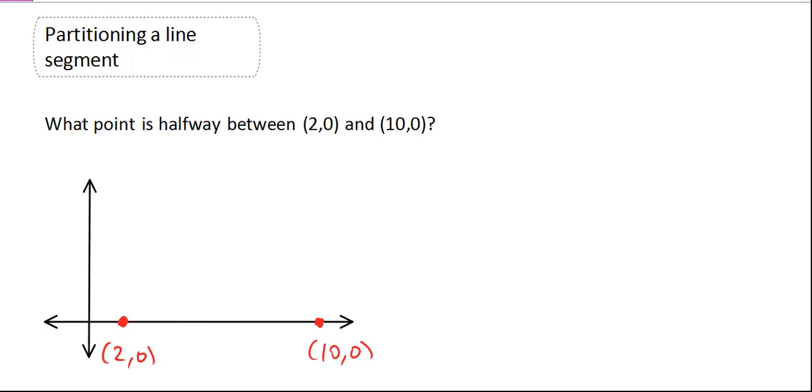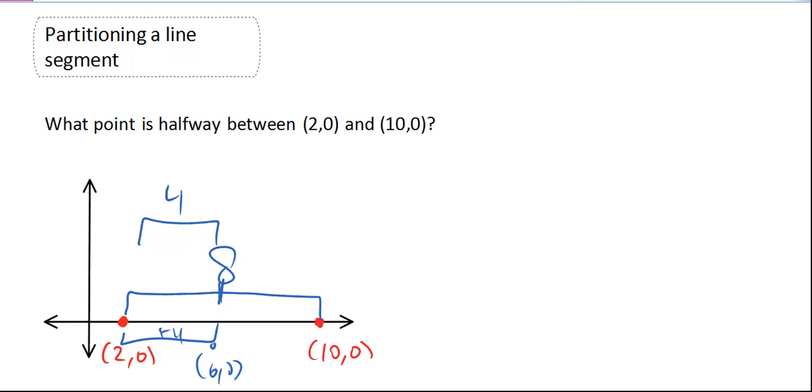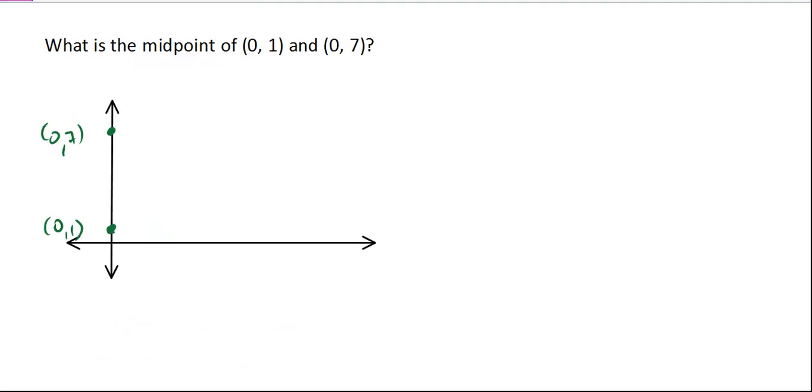Another way we could attack this is by thinking about the distance between these 2 points, right? From 2 to 10 is a distance of 8, which means half of that would be a distance of 4, and so if I add 4 to 2, I would get 6. Or of course I could subtract 4 from 10 and get the same value. So this is pretty simple. Let's look at one more very obvious one.